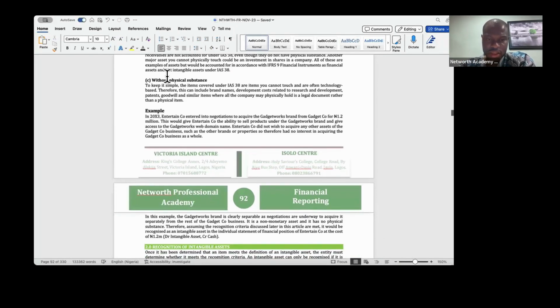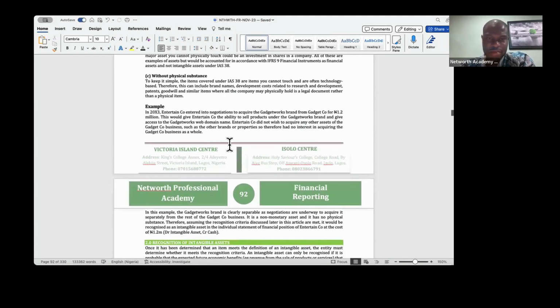Okay, so this example is just giving you an example where Entertain Co. wanted to buy a brand from Gadget Co. for 1.2 million. So the story is that Entertain should recognize the brand in its books as an intangible asset, the 1.2 million. So you can look at it, but that's the whole point there.